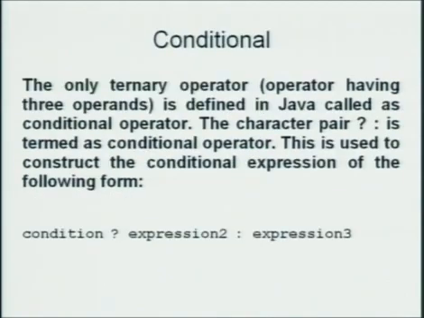Next category is conditional operator. This is the only ternary operator, meaning the operator has three operands. This is the only ternary operator in all kinds of programming languages, so Java also supports it. This is a pair of a question mark and a colon.